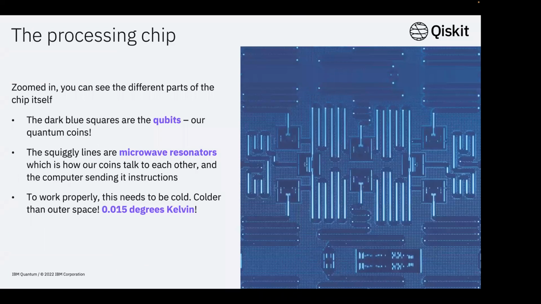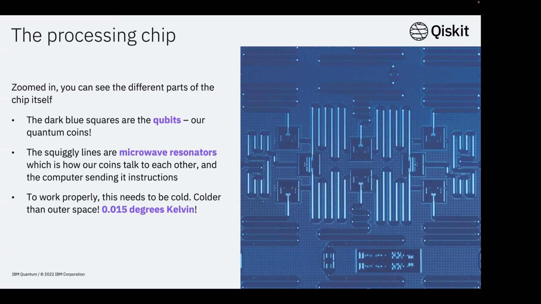But if you zoom into the quantum chip that I was talking about, it will look like this. The dark blue squares are the qubits, the quantum coins that I discussed in the previous slides. The squiggly lines you can see, right? They are the microwave resonators, which is how our coins are talking to each other. The computer is sending instructions to it. So all these squiggly lines are microwave resonators.